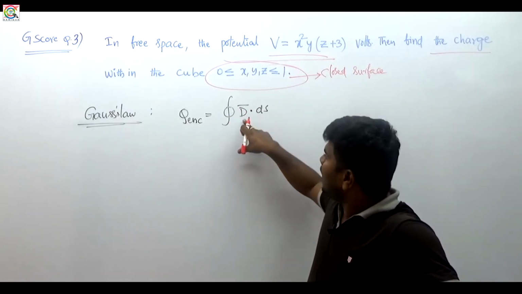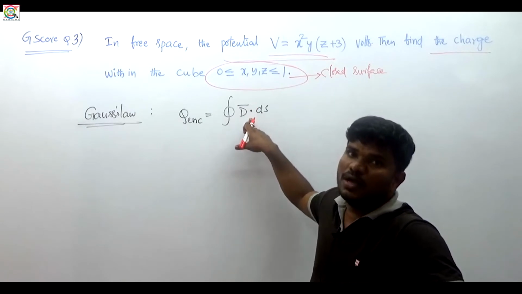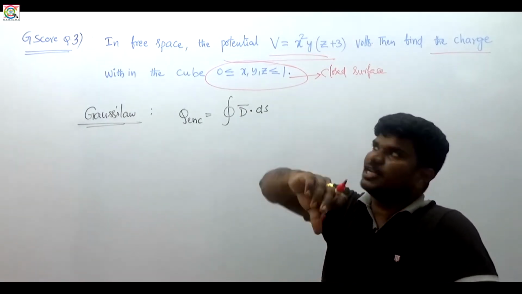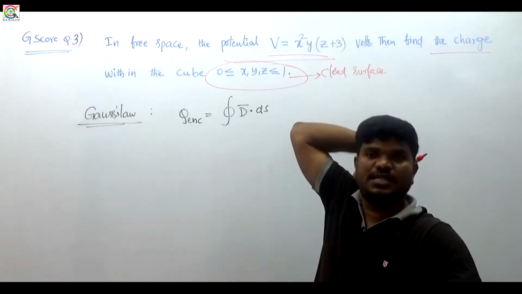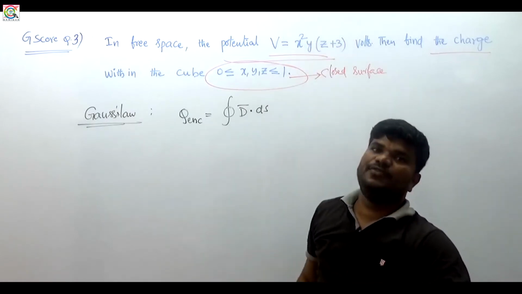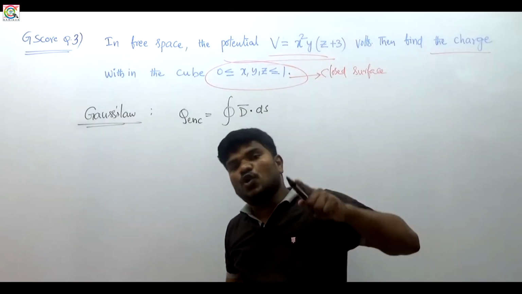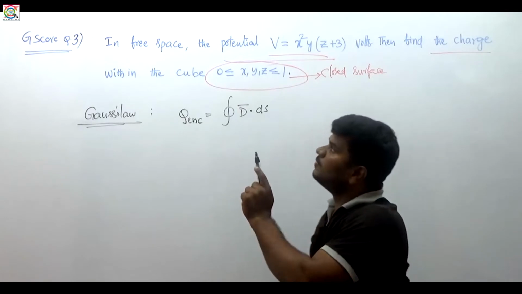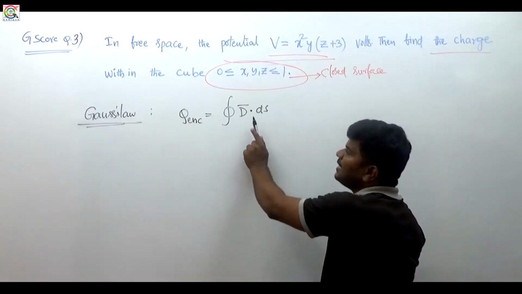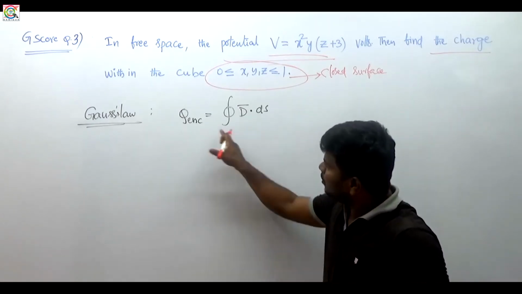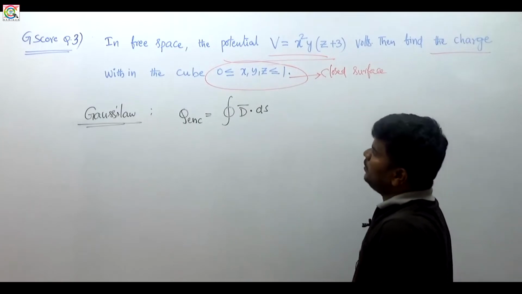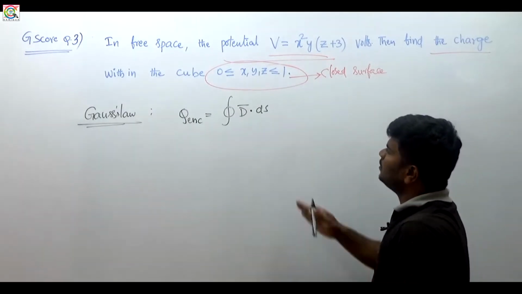To find D, you should know the electric field intensity. To calculate the electric field intensity, we should know the potential. There is a relation between potential and electric field intensity. So if you know the potential function, you can happily find the electric field intensity, and from there you will get the electric flux density. So you can obtain whatever quantity you require.